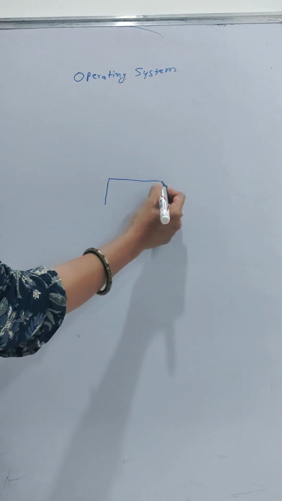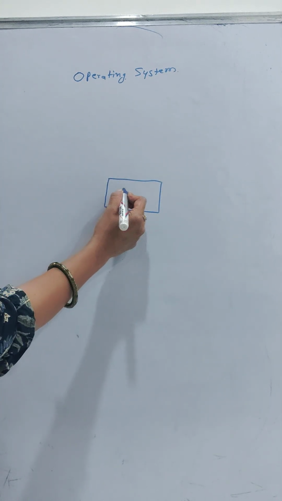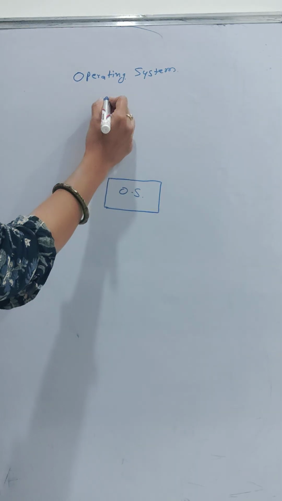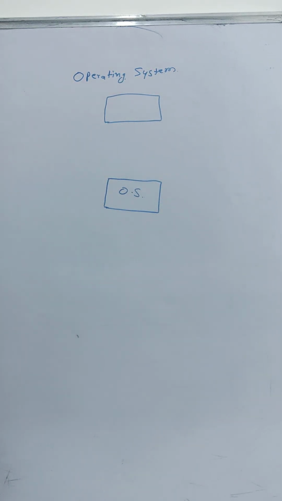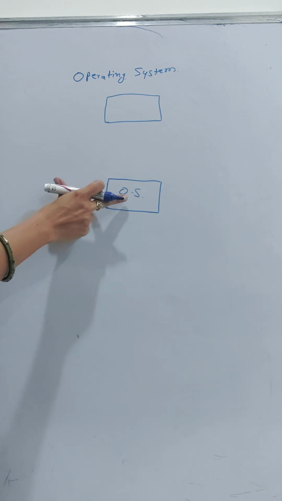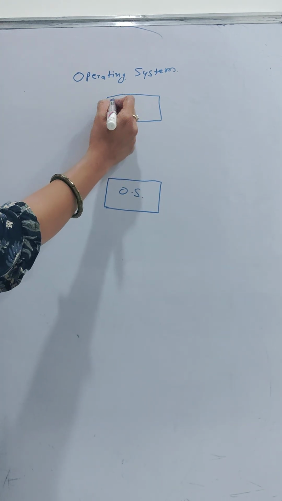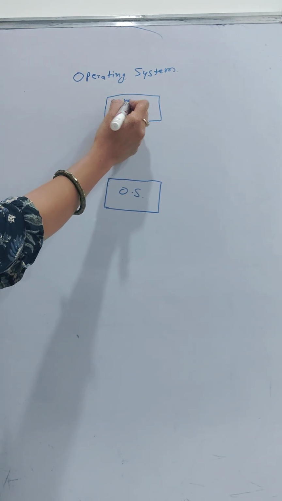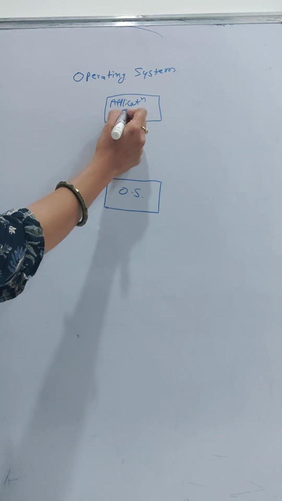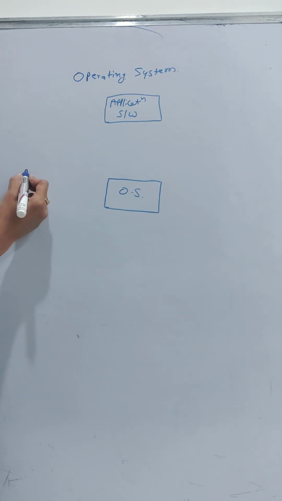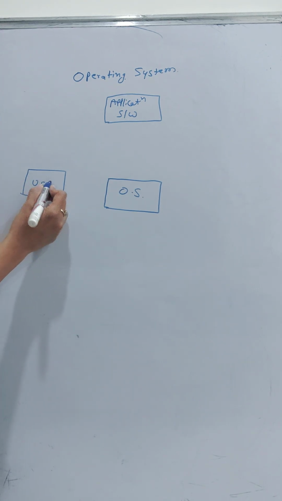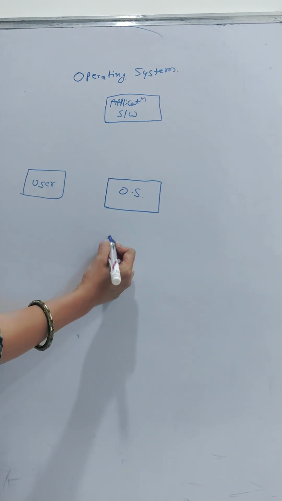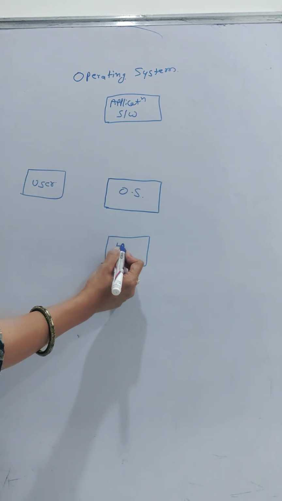So operating system is basically a system software that will manage hardware and software resources of the computer system. Suppose this is our OS, this is our application software, and this is user, and this is hardware.